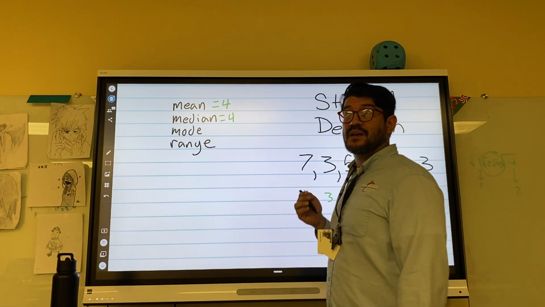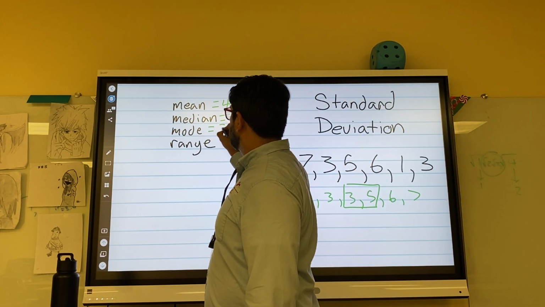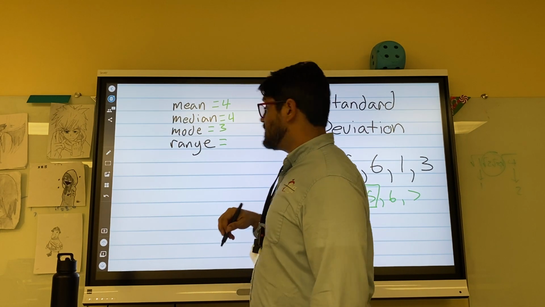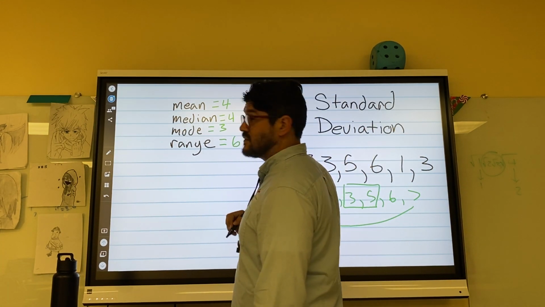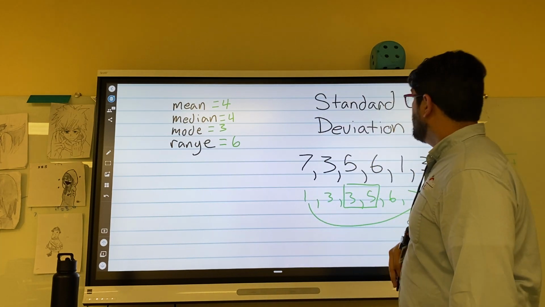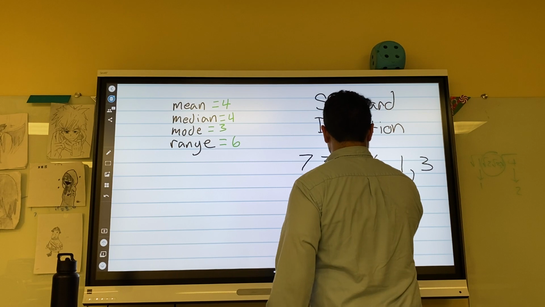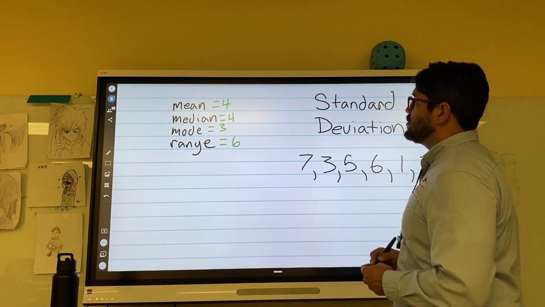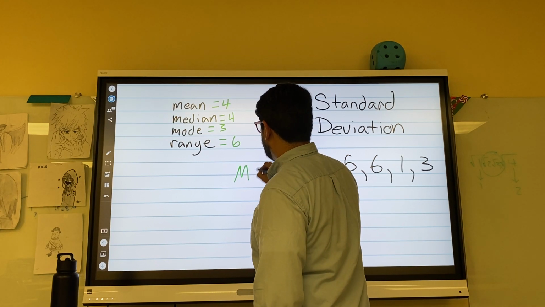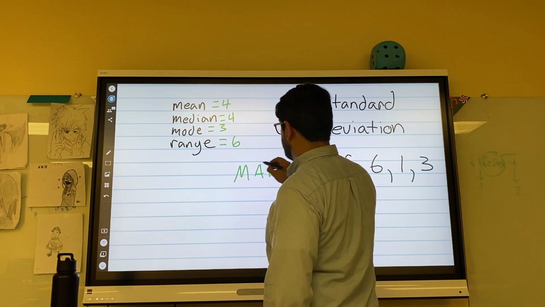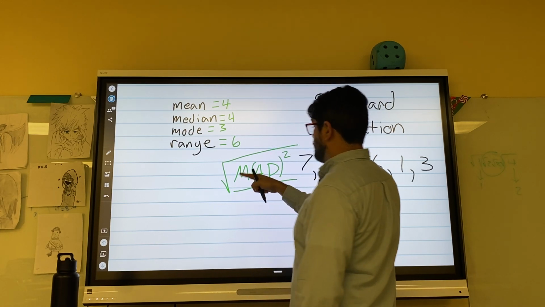Mode is the number that comes out the most. So mode in this situation is going to be 3. Range is the distance from 1 to 7, which is 6. Okay? Standard deviation is now what we're going to work on. We're going to do this, and then we'll do that, and then we'll do that.